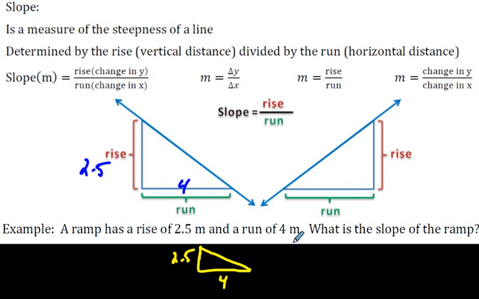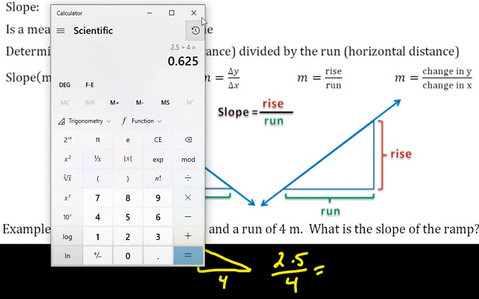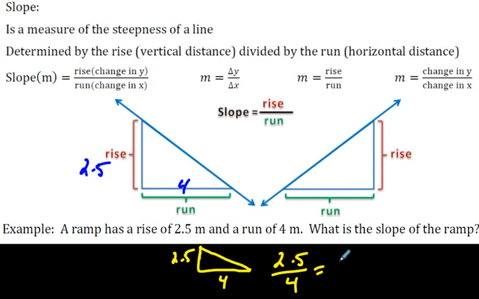So what's the slope of the ramp? Well, you just take the rise, 2.5, divided by the run. And if you wanted to, you could just take a calculator and go 2.5 divided by 4. And you get 0.625. So the steeper the line, the bigger the number, and the less steep the line, the smaller the number, and 0.625 is really not a very big number.